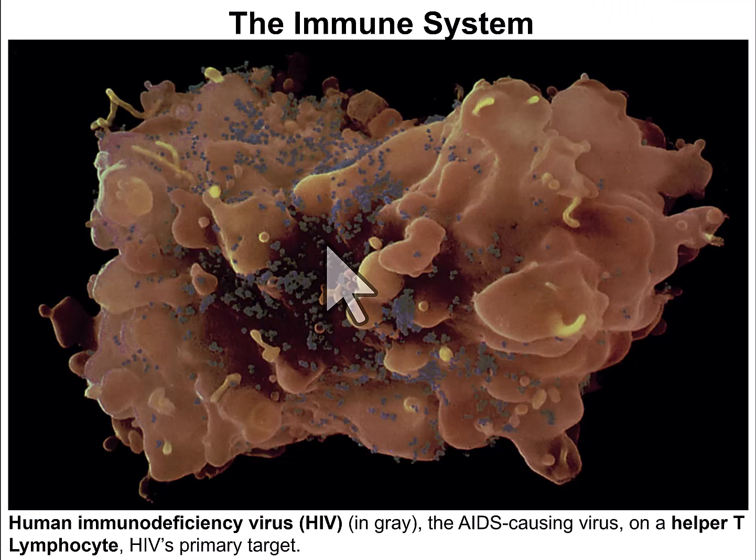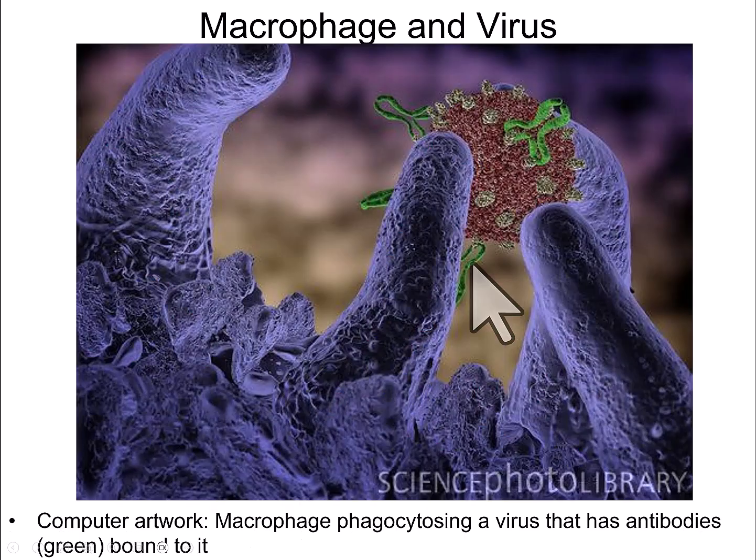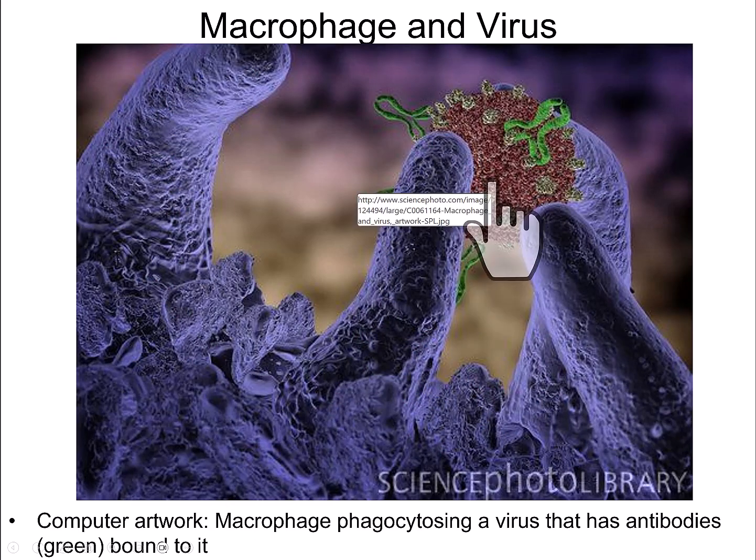Shown here is a human immunodeficiency virus, which you see here in gray. This is the virus that causes AIDS, and it's attacking a helper T cell or T lymphocyte, which is HIV's primary target. This is some computer artwork showing a macrophage with these extensions coming out and grabbing onto a virus.